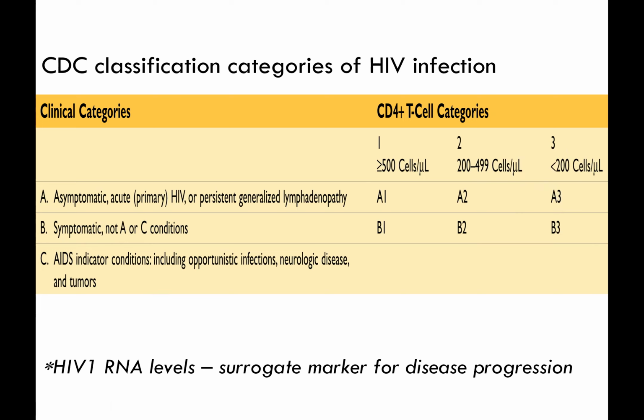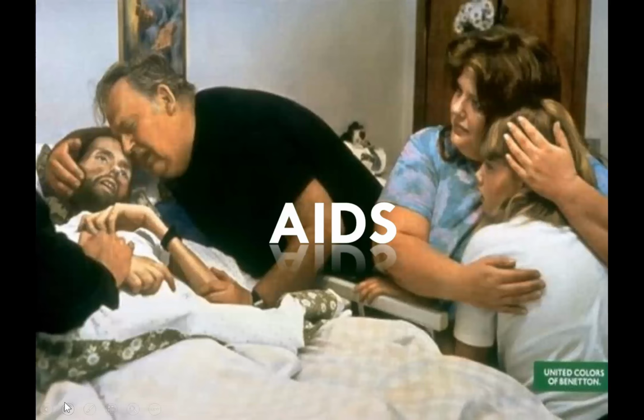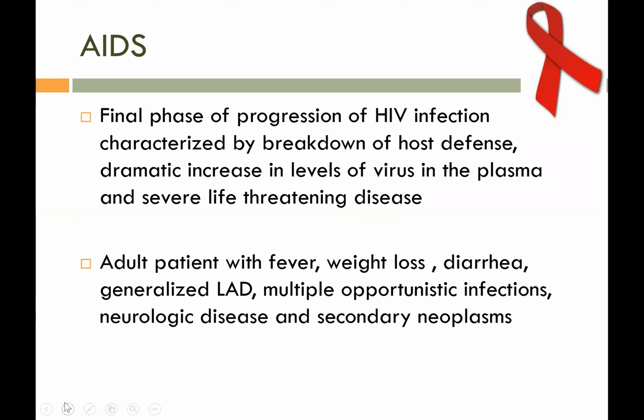The final phase is progression to AIDS. It is characterized by a breakdown of your host defense mechanism, a dramatic increase in the viral load, and a severe life-threatening clinical disease. For most patients with HIV infection, it progresses to AIDS after a chronic phase lasting around 7 to 10 years. So that's the usual, 7 to 10 years. This man, well, this is widely on the net, is basically a man in the AIDS phase already. So AIDS is, again, as I have said, the final progression.